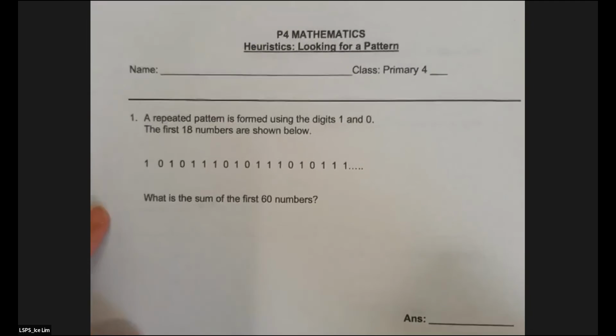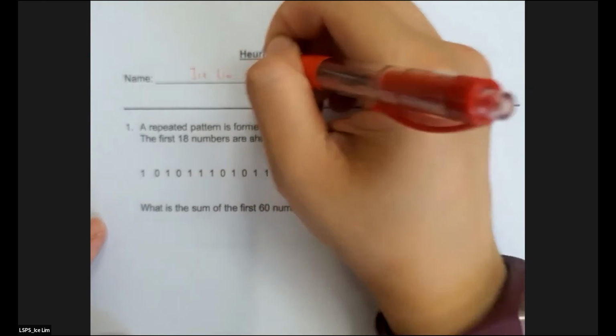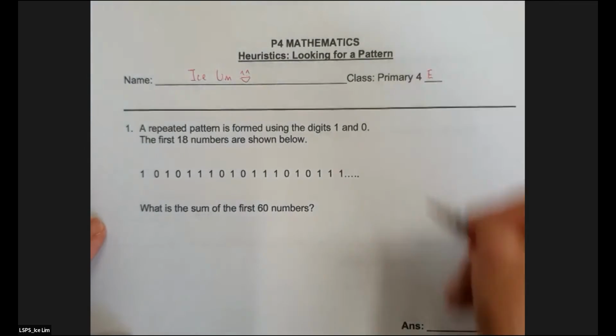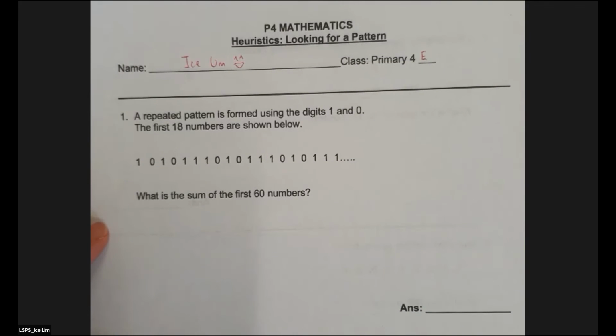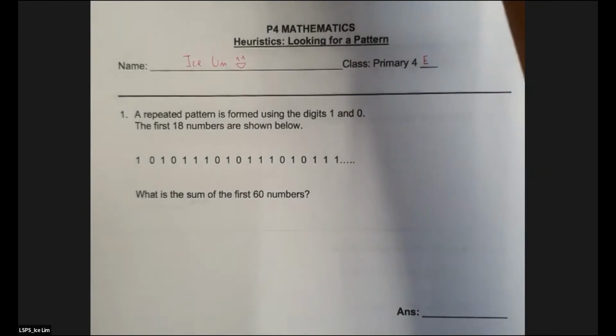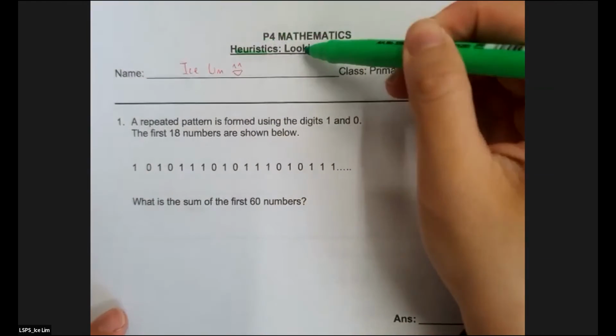Okay, let's take a look at this. The repeated pattern is formed using the digits 1 and 0. Now, here it says heuristics, looking for a pattern.